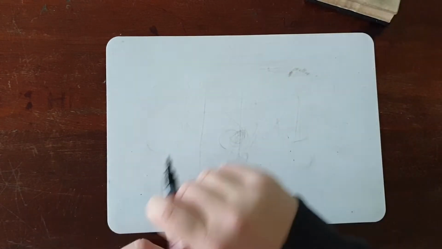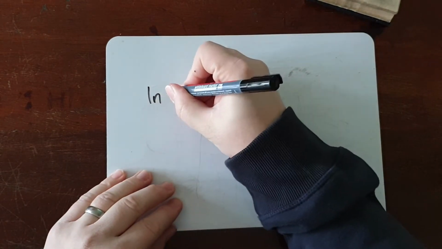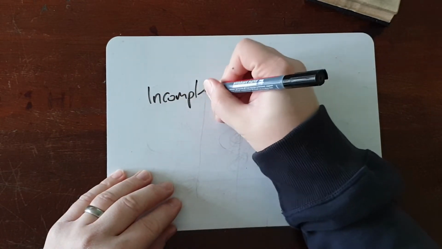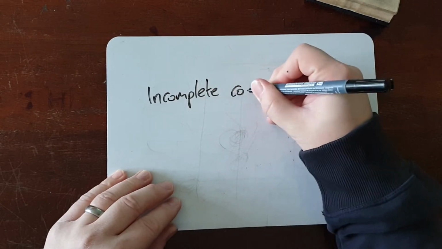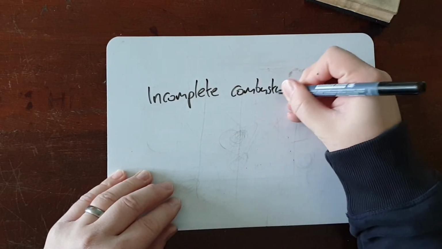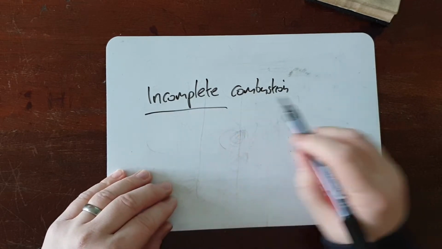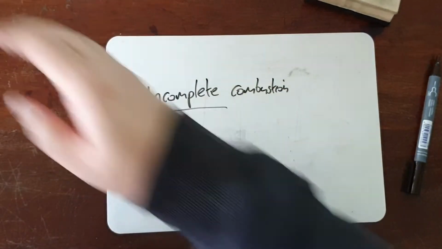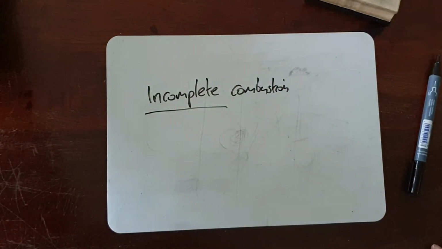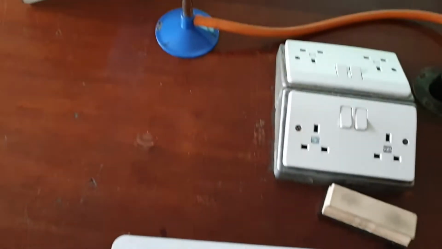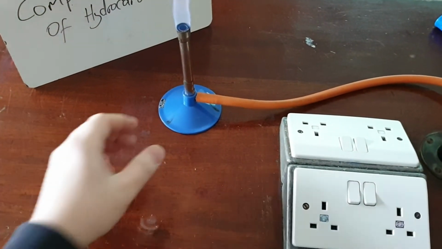Next thing we need to look at is something called incomplete combustion. I'm going to try and tilt the camera. My camera stand's not great, so I might have to move this in.